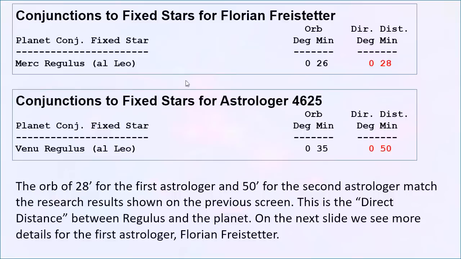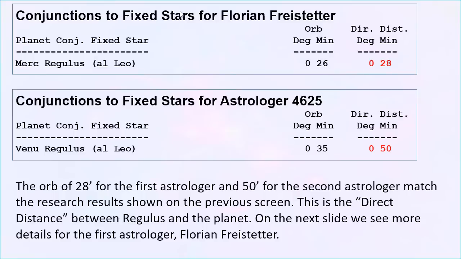Now, I just showed you this for Astrologer 4625. We just looked at this listing. I've just captured it here, a screen capture. Venus on Regulus, there's the 35-minute orb, and a 50-minute orb is the direct distance.